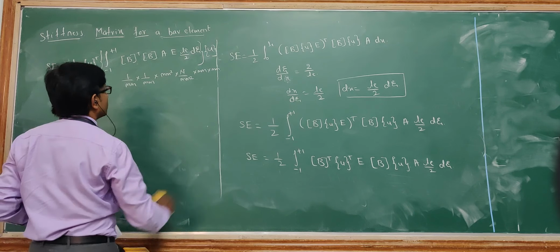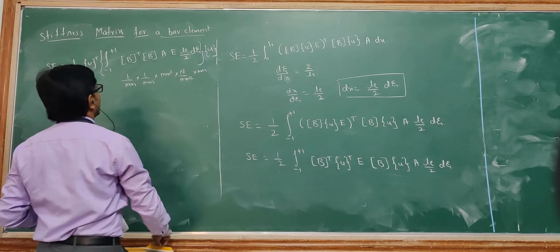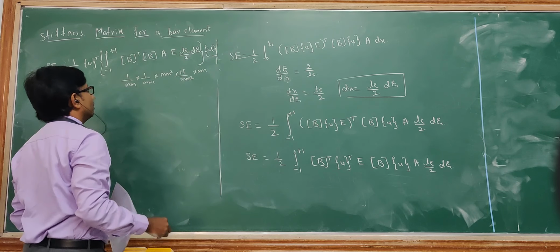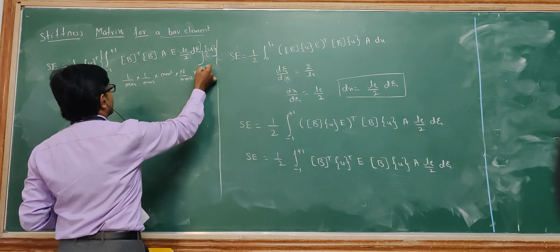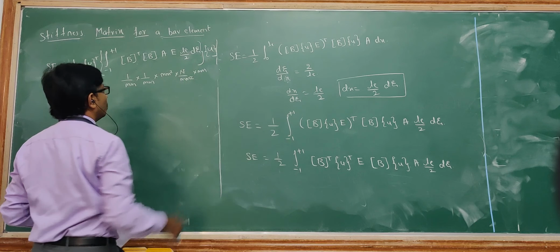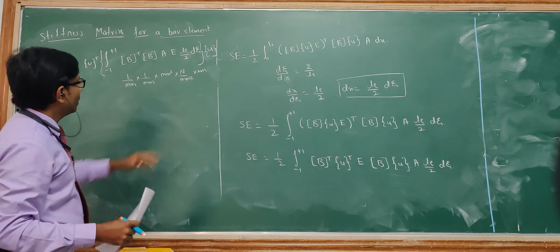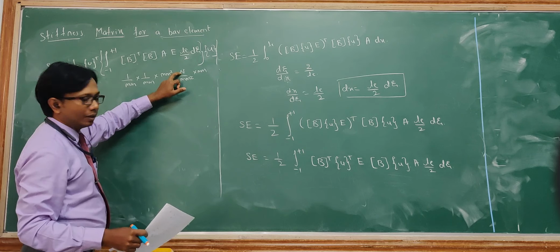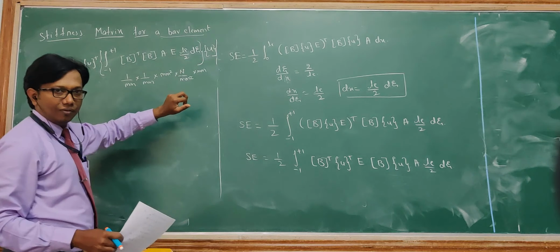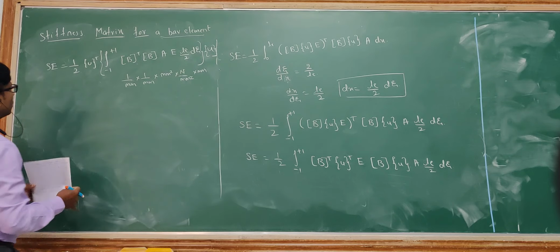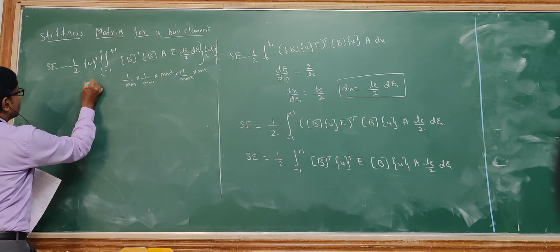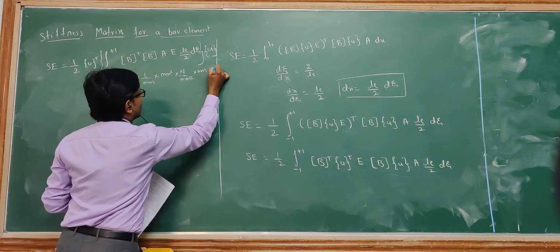Zeta doesn't have any value here. Zeta is a dimensionless number, so this gets cancelled and you remain with Newton per mm. What is Newton per mm? Newton per mm is nothing but stiffness. If you solve this also, this becomes mm here and this becomes mm here.